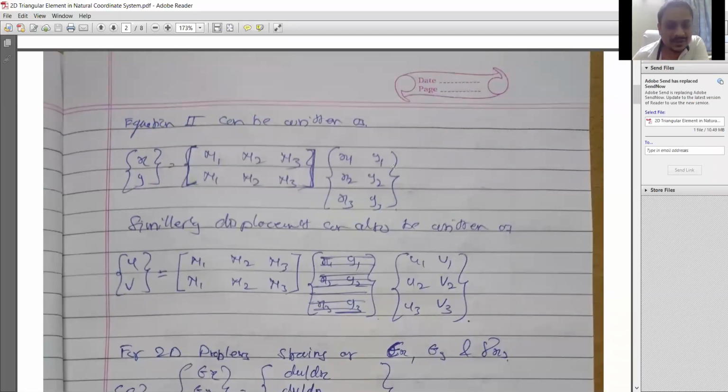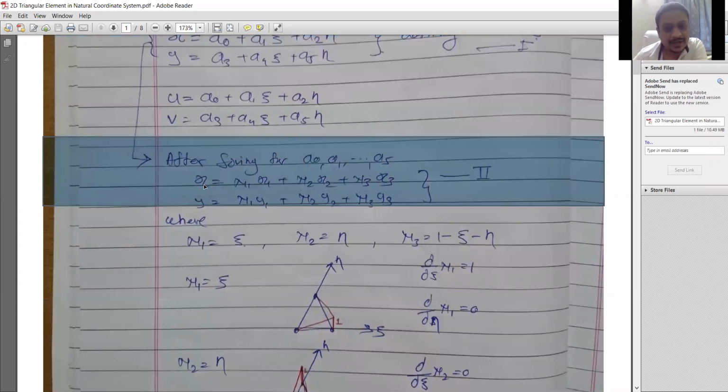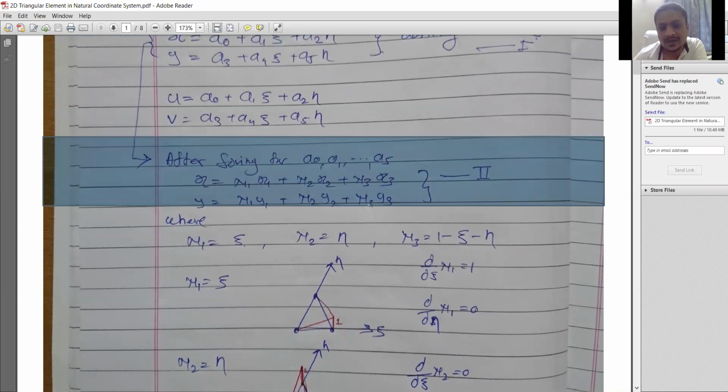And in order to generate the strain displacement matrix, we have to generate the strains. Okay, so here you can see I have written an expression of displacement of geometry, that x is N1 x1 plus N2 x2 plus N3 x3, and y will be N1 y1, N2 y2, and N3 y3.